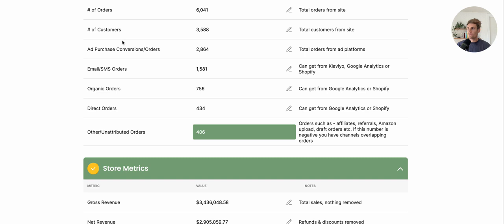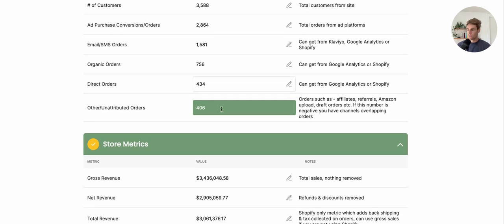Generally we bulk where our orders are coming from into ads, email and SMS, organic, direct, and unattributed. Organic means they organically found you through a Google search or a Bing search, whatever it is. Direct is people who type in your domain pretty much and go straight to your store. And unattributed is people that we don't know. Ideally, you want to have your unattributed as low as possible so that you can actually understand where all your orders are coming from.